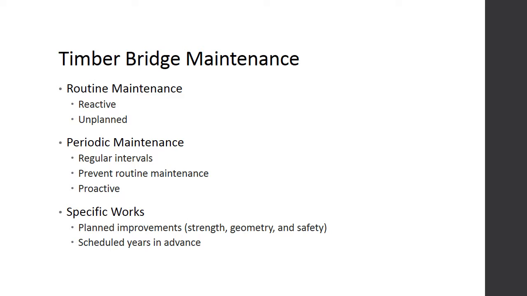Periodic maintenance generally occurs at regular intervals of longer than 1 year with the intent of preventing occurrence or progression of deterioration. Unlike routine maintenance, periodic maintenance is most often undertaken on a proactive rather than reactive basis.